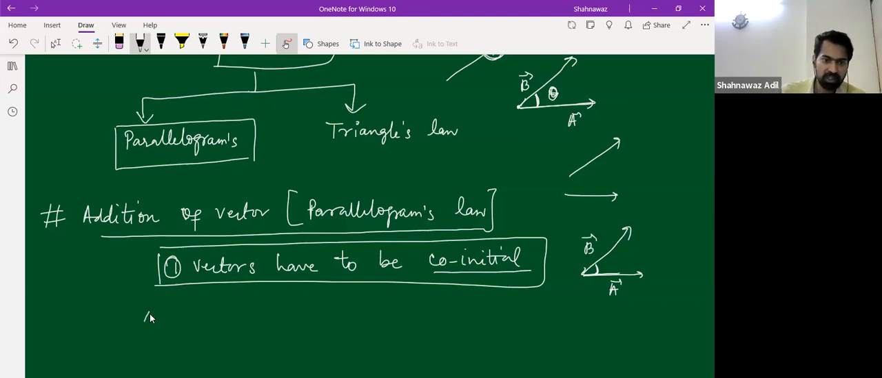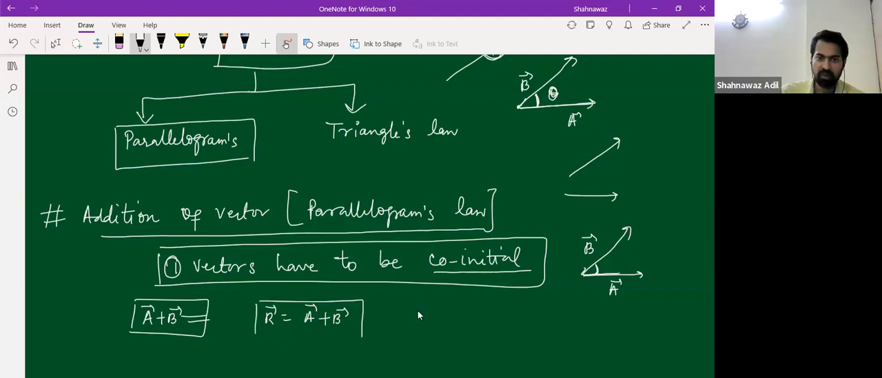Now we have to find what is A plus B. Let's say this is R. So R is A plus B. And we have to find the magnitude of R and the direction of R. This is called the resultant of the vector.